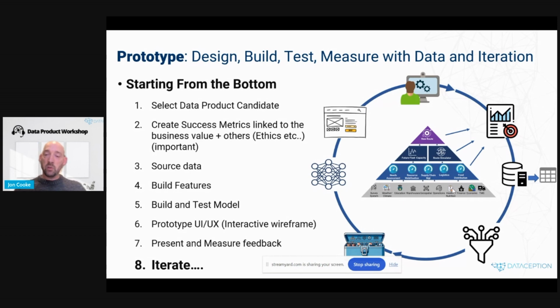But what's really important, once you select the product candidate, is to also select the success metrics. And these have got to be business defined, business validated and business accepted. So this is really, really important. Then you go through the normal process. You source data, build features, build and test a model, prototype the UX, go around with the business, present and then measure feedback, and you're going round and round.